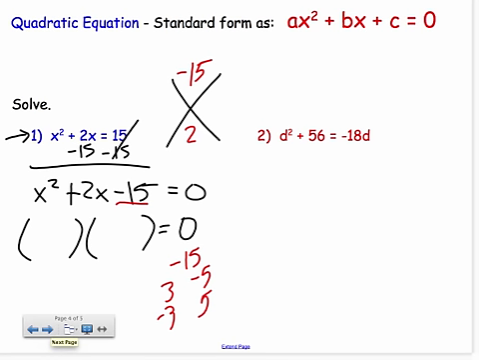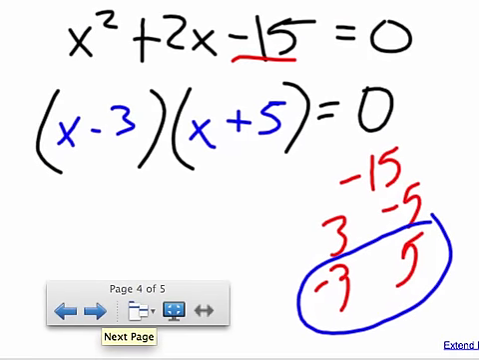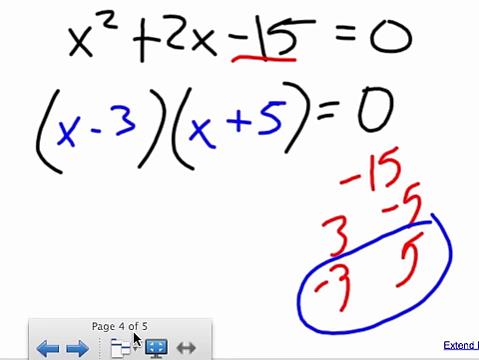And if I take a look, I need a positive 2. So negative 3 and 5, they add up to a positive 2. And they multiply to a negative 15. So there we go. x minus 3, x plus 5. Well, I'm not quite done. I want to solve for x here. Well, if I take a look, this is just like the other day. Only one of these has to be 0 for the whole thing to be 0.